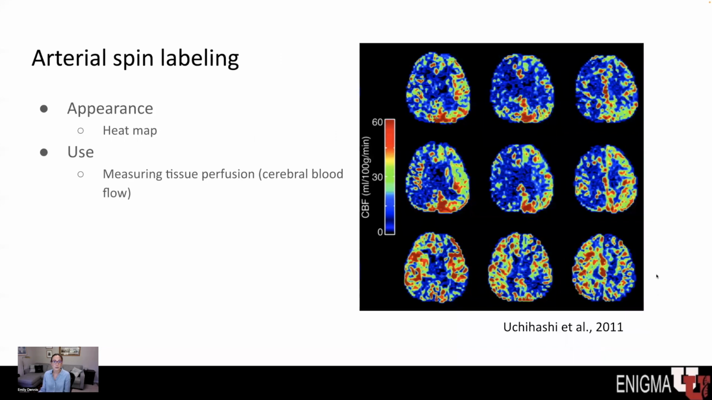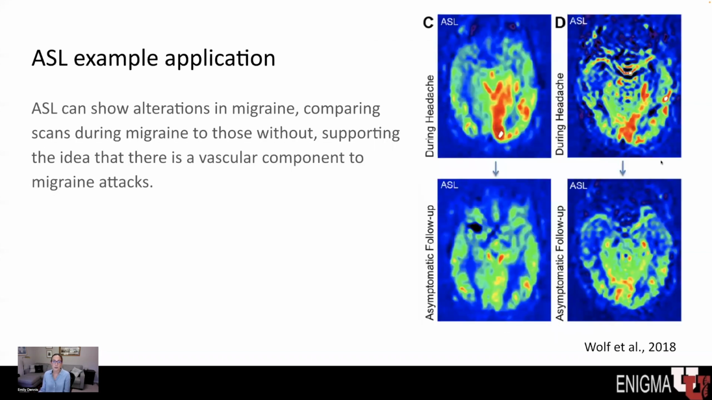Next modality is arterial spin labeling. This also shows up like a heat map, kind of similar to fMRI. Again, similar to fMRI, it measures cerebral blood flow. It measures tissue perfusion. So it does this in a different way from fMRI, but you can kind of conceptualize these as similar in that regard.